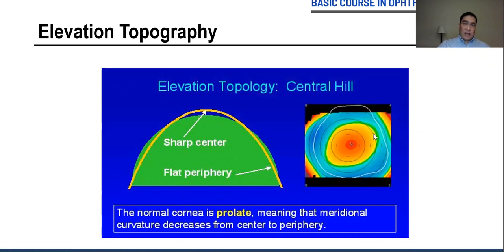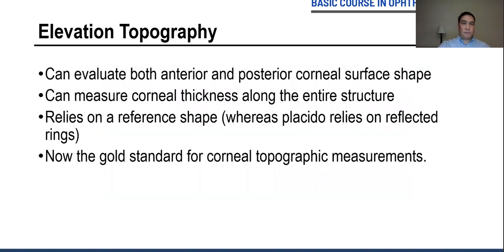Parts underneath the reference shape will show as blue, like water, and parts above the reference shape will show as orange or yellow or red, which is above the water. Here a normal cornea is prolate, meaning that the curvature decreases from the center to the periphery, or is steeper in the center. And this is what elevation topography is all about.